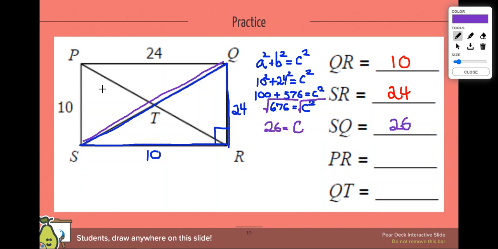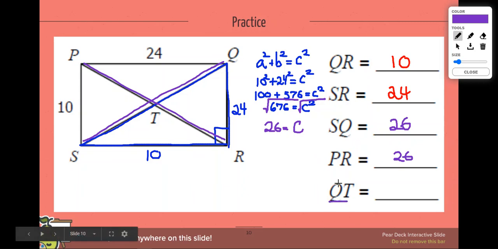Since we know the length of one of our diagonals, we can tell the length of the other diagonal because they are congruent. And we would also know the length of half of the diagonal. QT is 1/2 of our diagonal, so it would be 13.